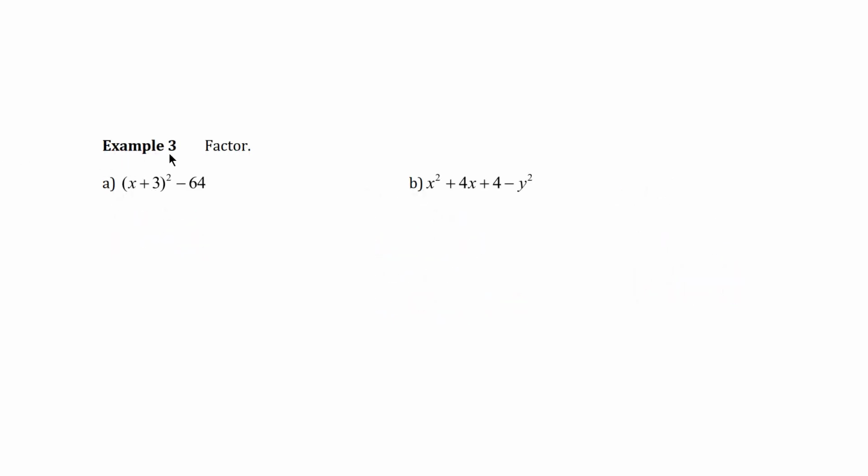For example number 3, factor. For part A, we have (x + 3)² − 64. To factor this, we use our difference of squares formula. First, we need to find our values for A and B.